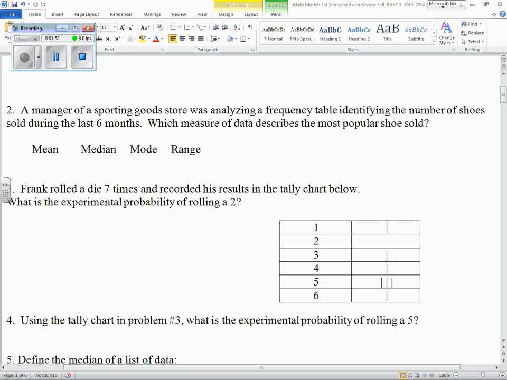Number 2, a manager of a sporting goods store was analyzing a frequency table, identifying the number of shoes sold during the last 6 months. Which measure of data describes the most popular shoe sold? The most popular shoe sold would be the one that is sold the most often. Mode is most often.